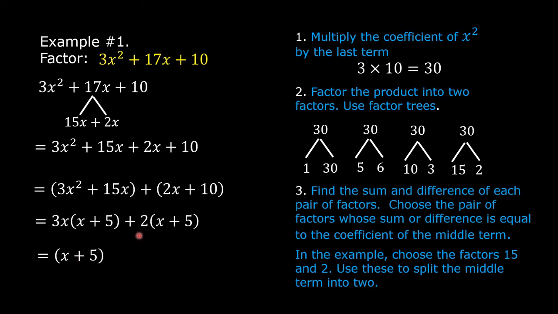Divide positive 2 times the quantity x plus 5 by x plus 5. Cancel x plus 5 with x plus 5. We get positive 2. So this is now times the quantity 3x plus 2. The answer is the quantity x plus 5 times the quantity 3x plus 2.